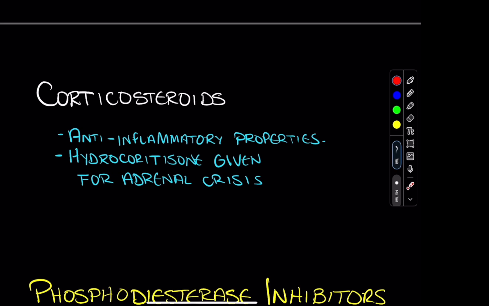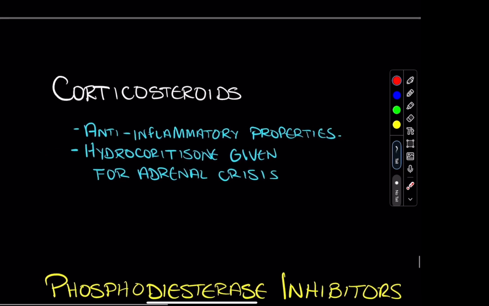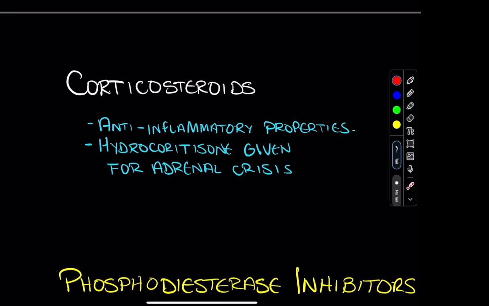So a big one, corticosteroids. We give hydrocortisone for adrenal crises. It also has anti-inflammatory properties, but the big thing we give it for is that it counteracts the overstimulation of the adrenal secretions of epinephrine. This is usually found with people who have thyroid disorders, and it'll be patients who have a previously diagnosed problem with an adrenal crisis.